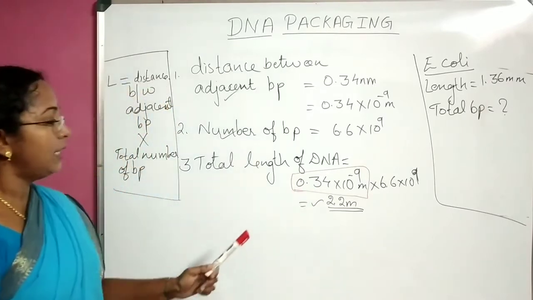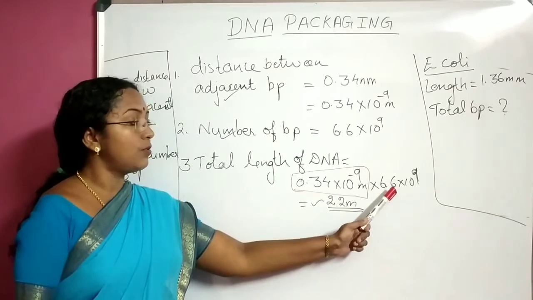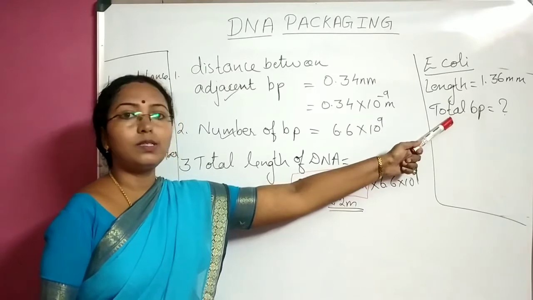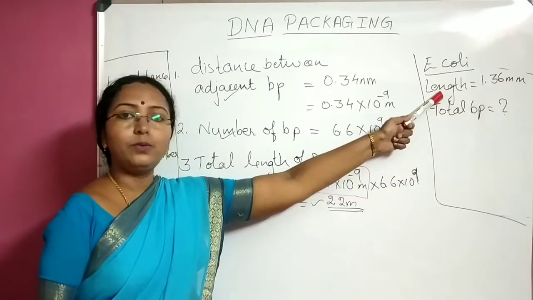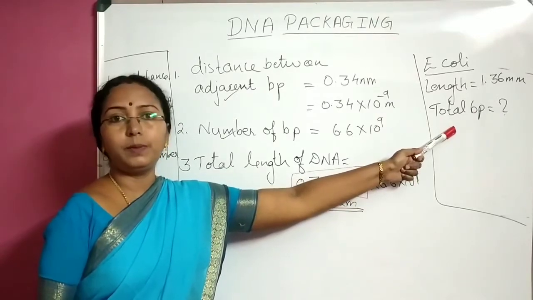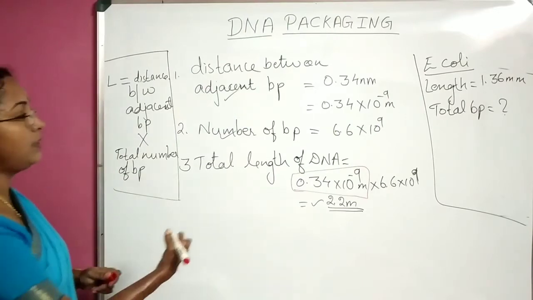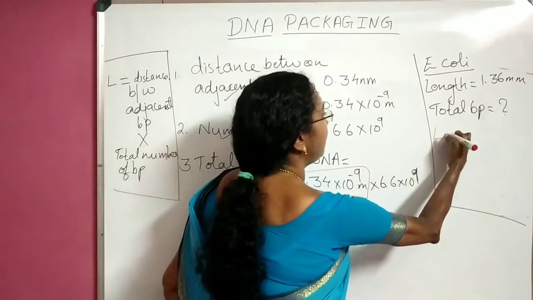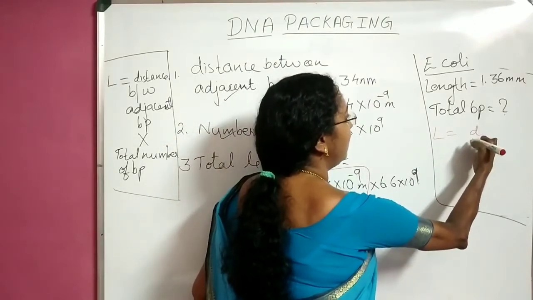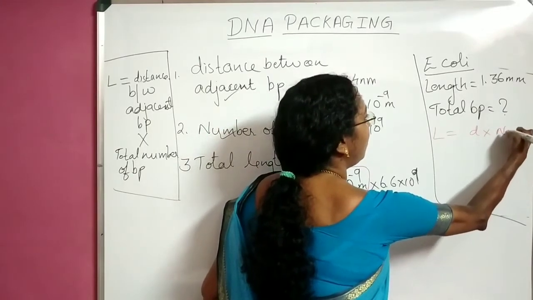If they are asking you to find the total length, just multiply these two. If they are asking you to find the base pairs, this is the question: what is the total base pairs? I am providing you the length. I told you the total length, but I am asking what the number of base pairs is. So what will you do? You should apply this formula: length is equal to the distance between adjacent base pairs into the total number of base pairs.